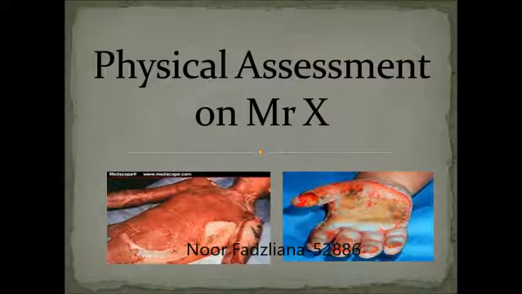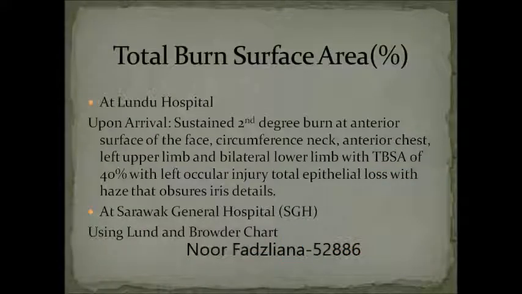Okay, now I'm going to talk about the physical assessment on Mr. X. The first assessment is about the percentage of total burn surface area of Mr. X. At Lundu Hospital, he sustained second-degree burn at the anterior surface of the face, circumference of the neck, anterior chest, left upper limb, and bilateral lower limb with total burn surface area of 40%, with left ocular injury, total epithelial loss with haze that obscures iris details.